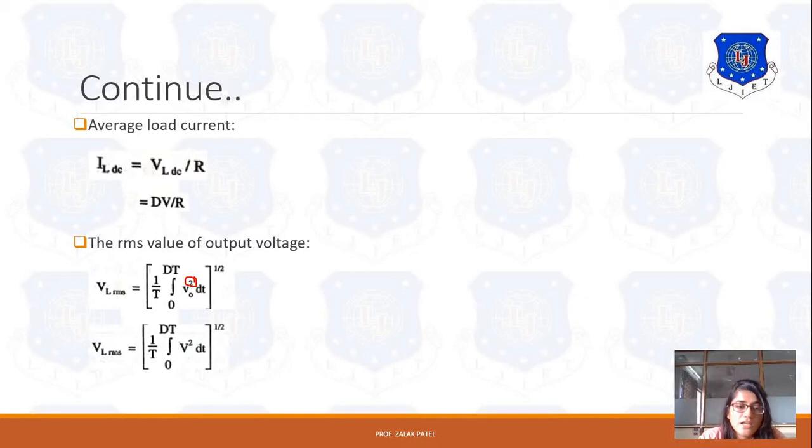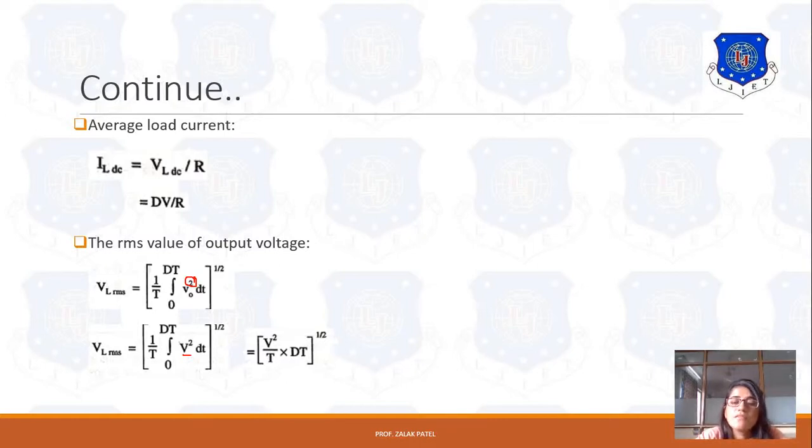Now if you integrate this, then it looks like this: 1 upon T, integral from 0 to dT, V0 square is nothing but the voltage V, that's why over here we write V square into dT raised to 1 upon 2. Now this V square is constant, so it is out of the integration, so V square upon T into integral from 0 to dT. There is no term of dT present, so the integration of 1 is T and the limit from 0 to dT, that's why dT minus 0. So it is V square upon T into dT raised to 1 upon 2.